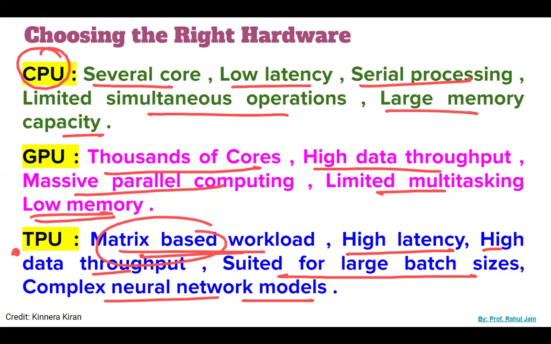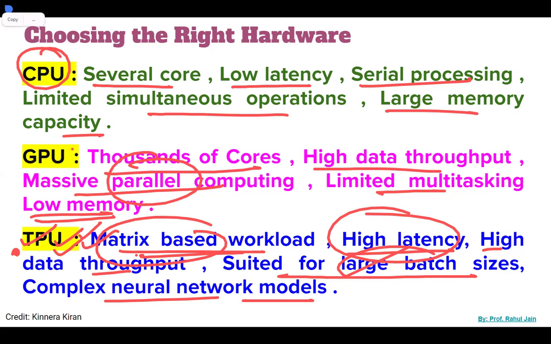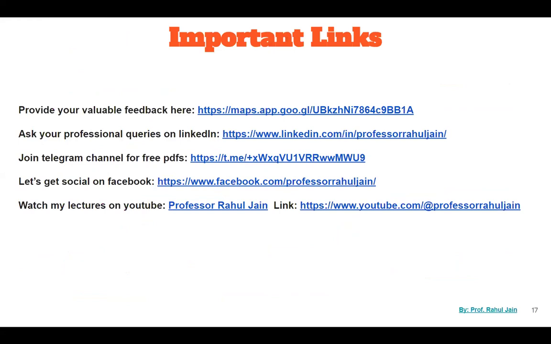These are some of the keywords that are suitable with GPU, CPU, and TPU. So if matrix based model, TPU. If high latency, TPU. Data throughput high, TPU. Large batch size, TPU. Complex neural network model, TPU. Massive parallel computing, GPU. Limited multitasking, GPU. Low memory, GPU. Thousands of cores, GPU. High data throughput, GPU. High capacity, CPU. Large memory capacity, CPU. Several cores, CPU. Low latency, CPU. Serial processing, CPU. General purpose task, CPU. So I hope the differences between GPU, CPU, and TPUs are clear.